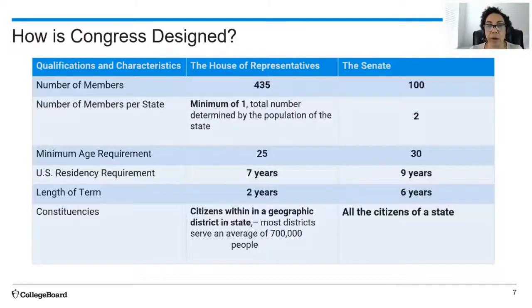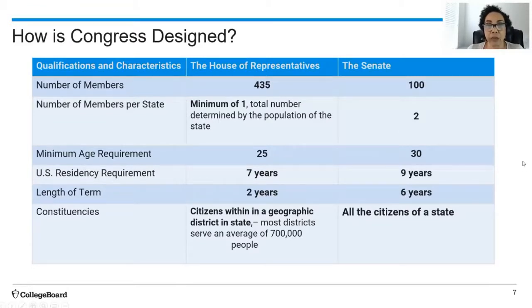All right, so here I've just outlined the qualifications and characteristics for members in both of the houses, the length of the terms down at the bottom, and then the constituencies, and we're going to look at it another way in just a minute. Just want you to get a sense of what those differences are.